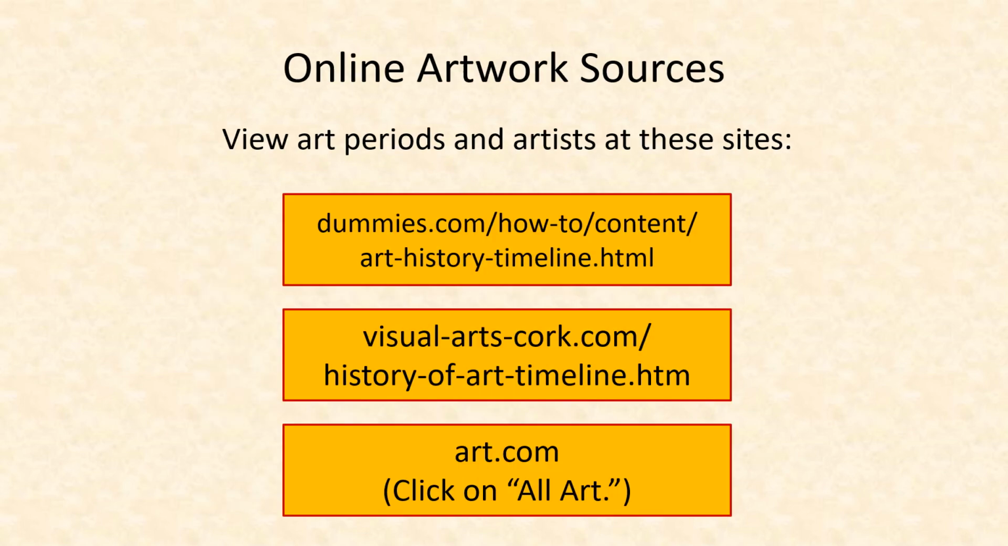There are many good sites online in which you can view the artwork of different artists, and you can also view information about the different art periods, the artists who worked during those periods and were active during those times, and also learn more about what was going on in the world and in their culture at those times. We've already looked at art.com. If you click on all art, you can see a lot of different periods appear, and you can see a lot of representative artworks from those periods. Let's take a look at these two other sites that are listed here.